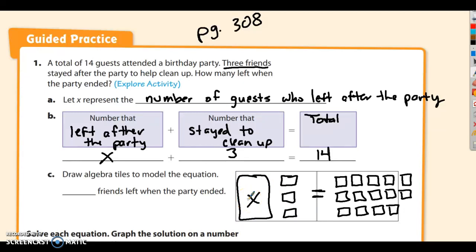So then some people left. How many people left is these people. I'm going to cross them off with a different color. These people left. And if I cross 3 off from this side, I have to cross 3 off from this side. And so now what I have left here is this. I have X is equal to, and I just have to count. 1, 2, 3, 4, 5, 6, 7, 8, 9, 10, 11. X is equal to 11 friends were left when the party ended.